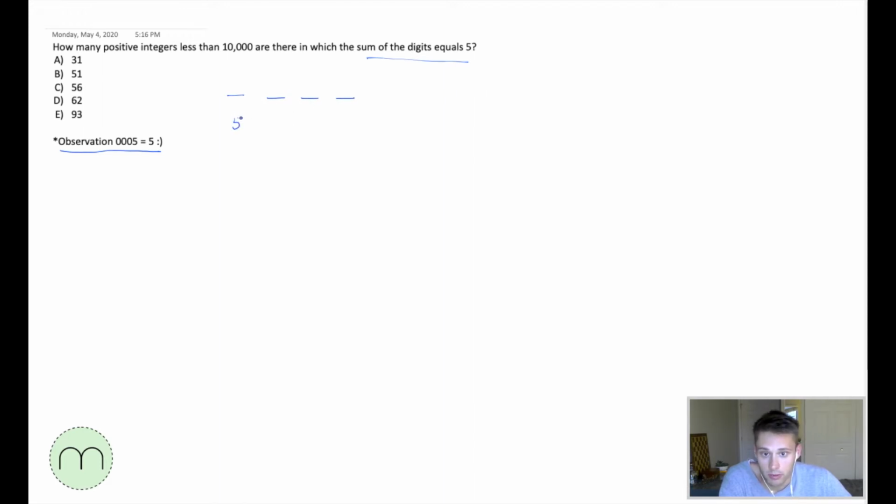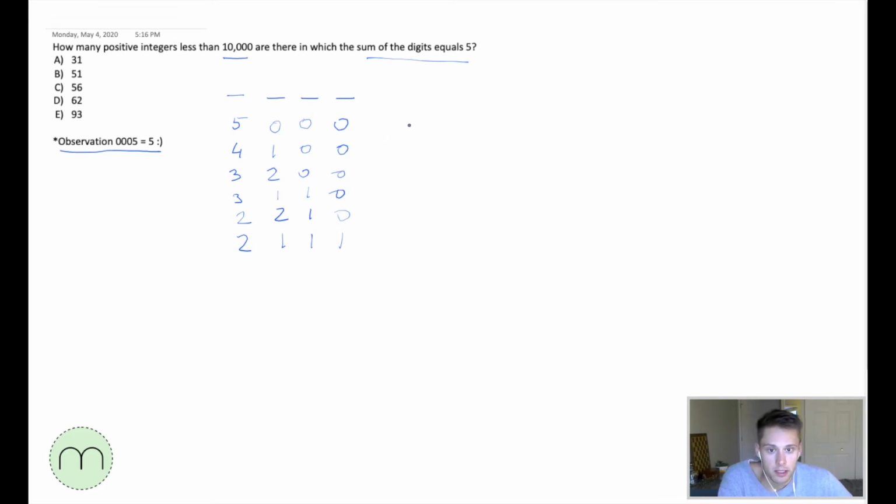First we can start with 5 and 3 zeros. Then we can start with 4, 1, and 2 zeros. Again, we're going to count the number of unique combinations here. So this is just one example. Then we can have 3, 2, 0, 0. We can have 3, 1, 1, 0. We can have 2, 2, 1, 0. We can have 2, 1, 1, 1. Notice we cannot have 5 ones because that number would be greater than 10,000.